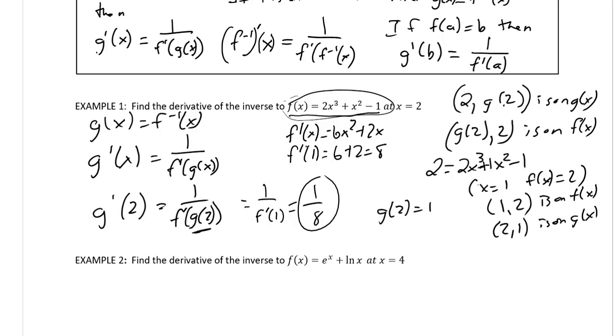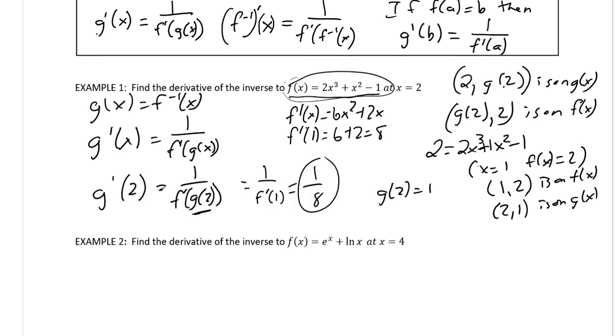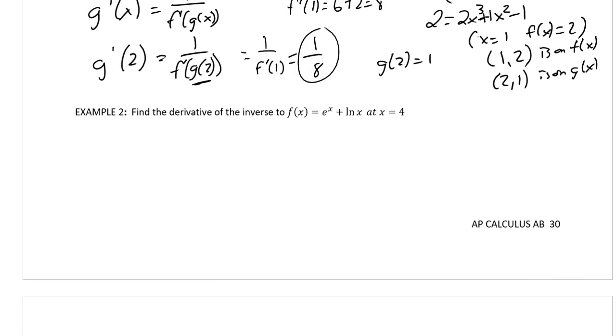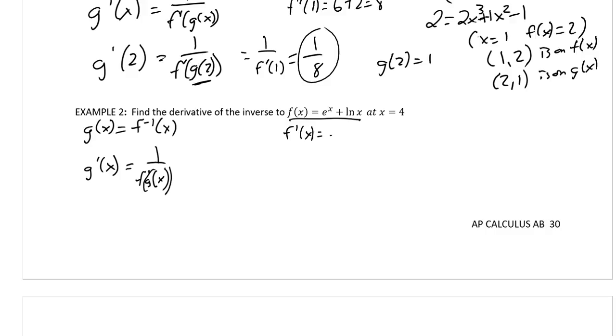Now let's do another example. Very similar thing, now a different function. So we want to find the derivative of the inverse. Again, we're going to say g of x equals f inverse of x. So g prime is 1 over f prime times g of x, and then the derivative here, f prime, of course, would be e to the x plus 1 over x, and we want to do it at x equals 4. So we want g prime of 4, which is 1 over f prime of g of 4.